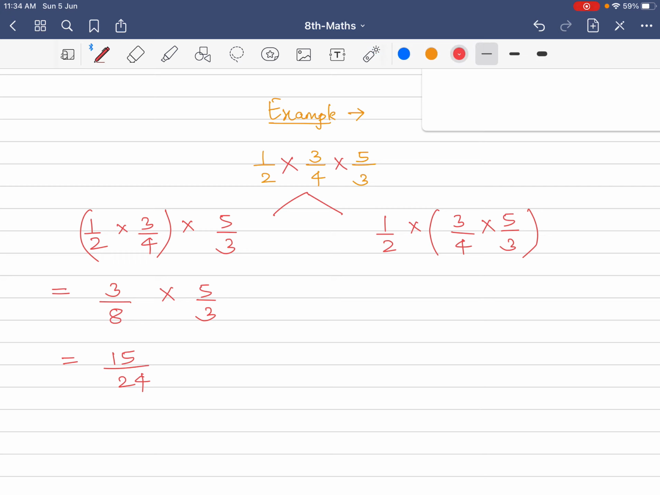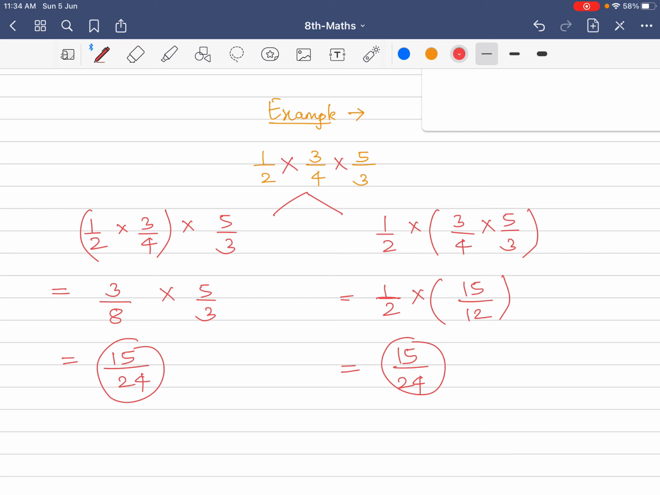Now next we come here. This is equal to 1 by 2 into, again, 3 into 5 is 15, and 4 into 3 is 12. Okay, and once again we just multiply the numerators. 1 into 15 is 15, and 2 into 12 is 24. So as you can see, here I have got 15 by 24, here I have got 15 by 24.